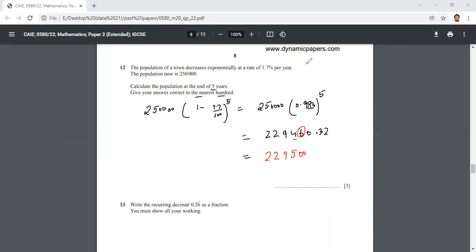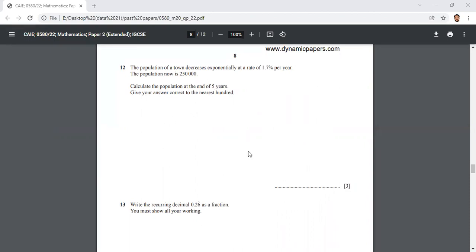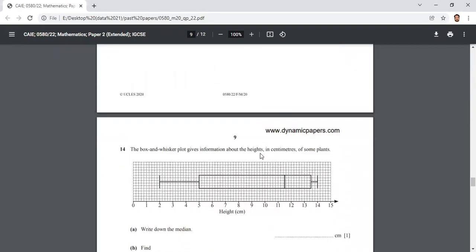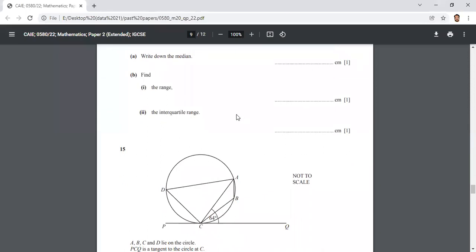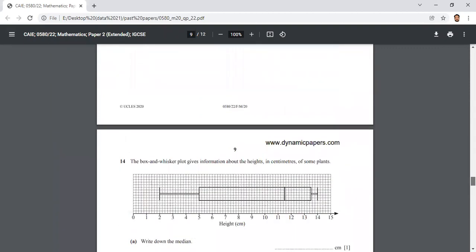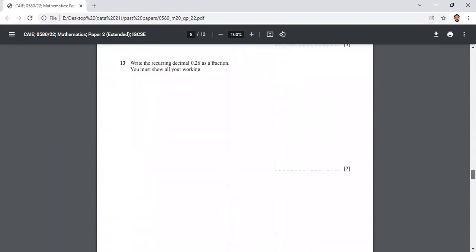Now next question is, this is question number 13. Write the recurring decimal 0.26 dot as a fraction. You must show all your workings. So we know that recurring means any number which will repeat after decimal, like 2, 2, 2, 3. It doesn't mean only one number. Two numbers or three numbers can be repeat also.